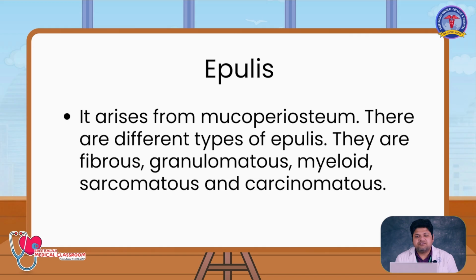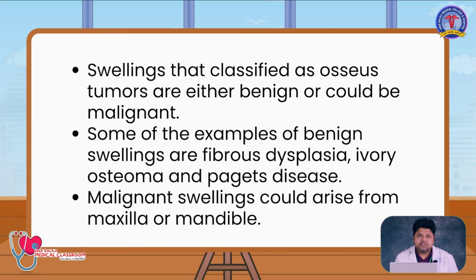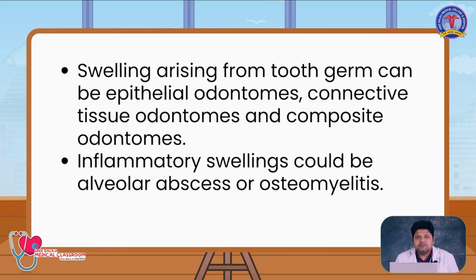Then arising from tooth germ: epithelial odontomes, connective tissue odontomes, and composite odontomes. Then osseous tumor. Osseous tumor can be benign or malignant. In benign, we have fibrous dysplasia, ivory osteoma, Paget's disease, and in malignant, whether it is originating from maxilla or mandible. And finally, we have inflammatory, which can be alveolar abscess, or osteomyelitis.